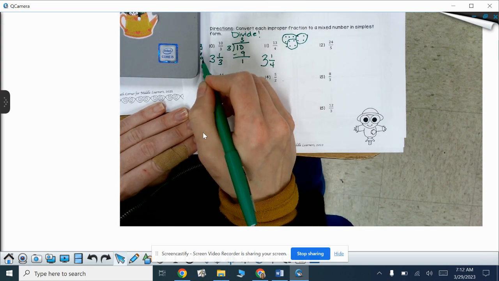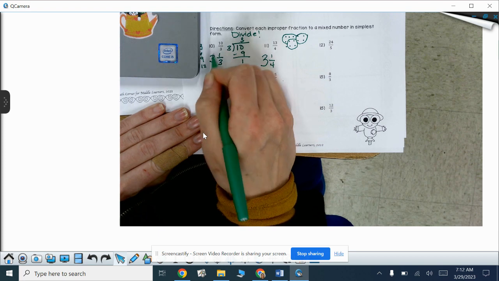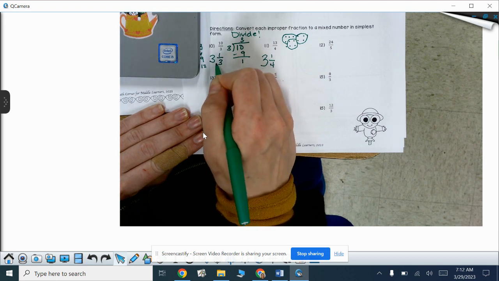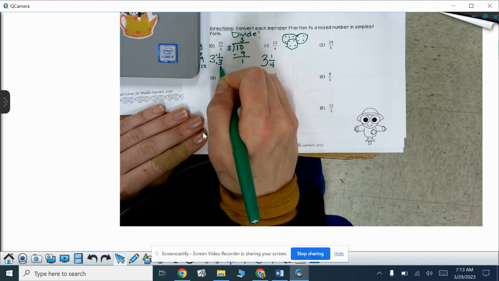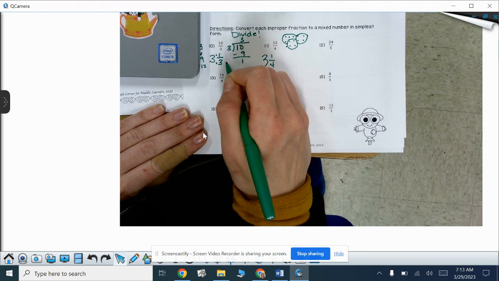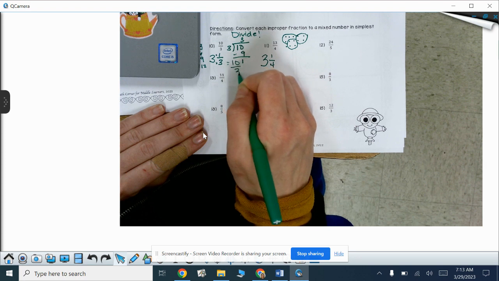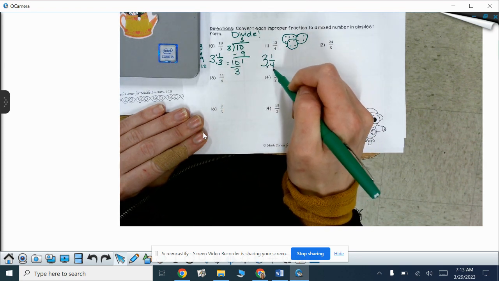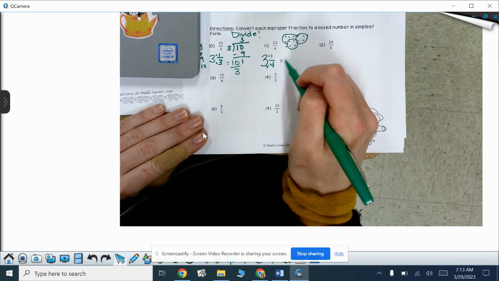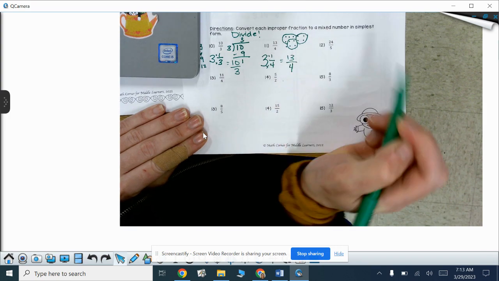I can go back and check my work and see if I can turn this into an improper fraction by making this MAD. 3 times 3 is 9. 9 plus 1 is 10 over 3. Same thing here. 3 times 4 is 12. 12 plus 1 is 13 over 4.